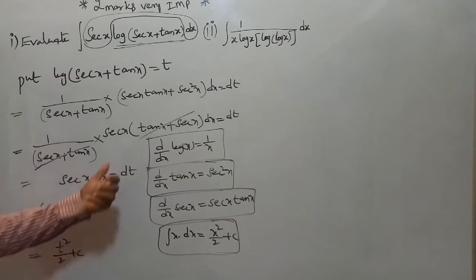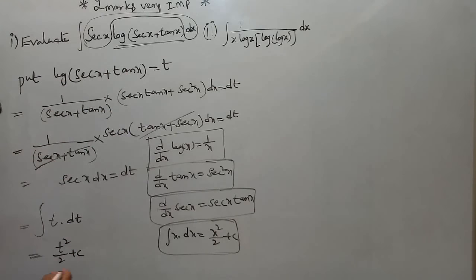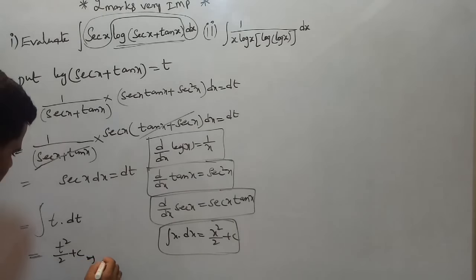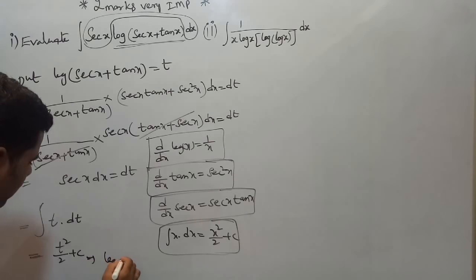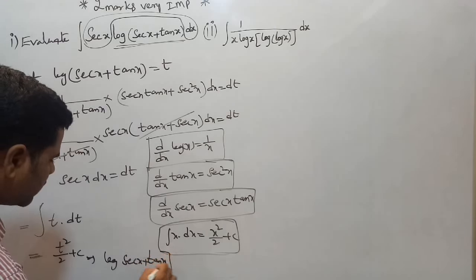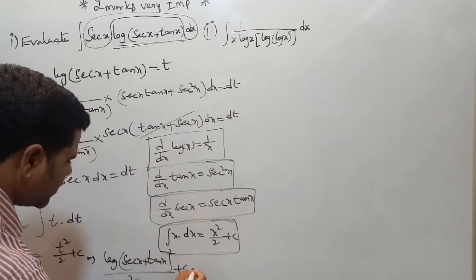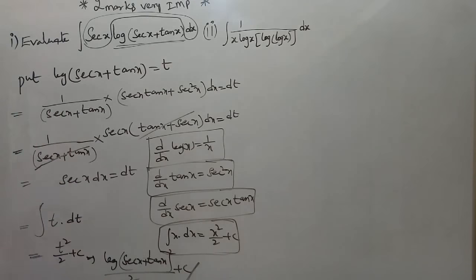But what is t? T is log secant x plus tan x. So just substitute. So log secant x plus tan x whole square by 2 plus c is the answer.